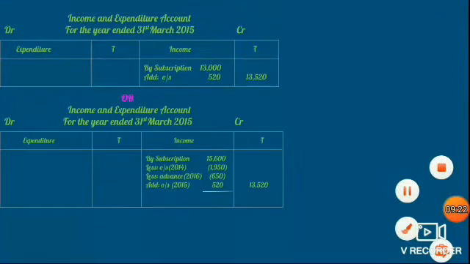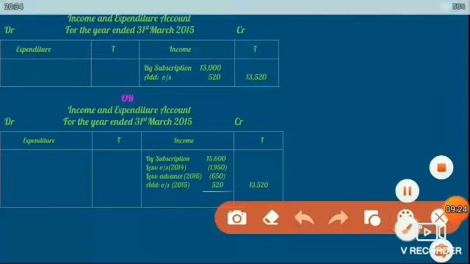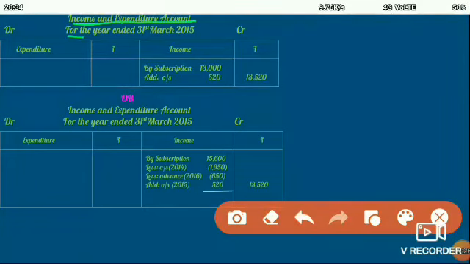So if we show this in our account, we can show it in this way. We write the heading when we make the account as income and expenditure account for the year ending 31st March 2015. Then we start. If we take the amount directly without taking the total amount, then we can write by subscription from the receipts and payments account. We take only that current year's amount of 13,000 and we add the accrued 520. So it gives us 13,520, which is our actual subscription for the current year.